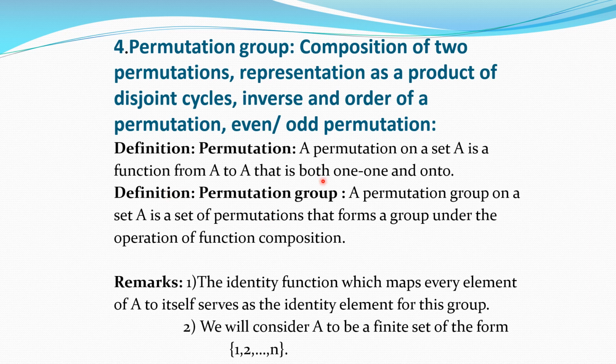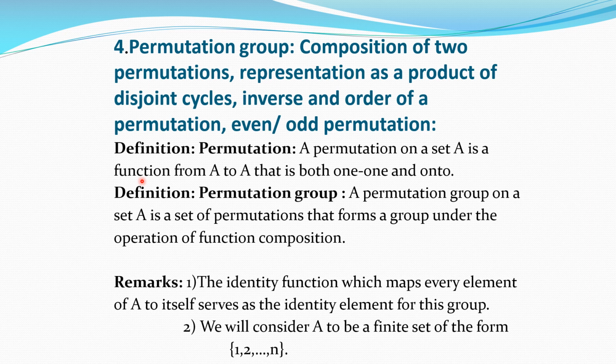A permutation on a set A is a function from A to A that is both 1-1 and onto. So, 1-1 is nothing but injective. It means distinct elements of A are mapping to distinct elements of A. Means no two distinct elements are mapping to the same element. Then second, it is onto. So onto means, as it is a function from A to A, every element of the codomain A has a pre-image in the domain set A. So whenever we define some function from set A to set A itself, which is 1-1 as well as onto, then that function is known as a permutation.